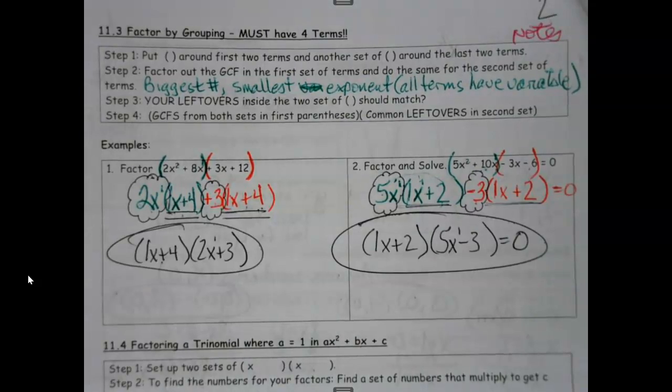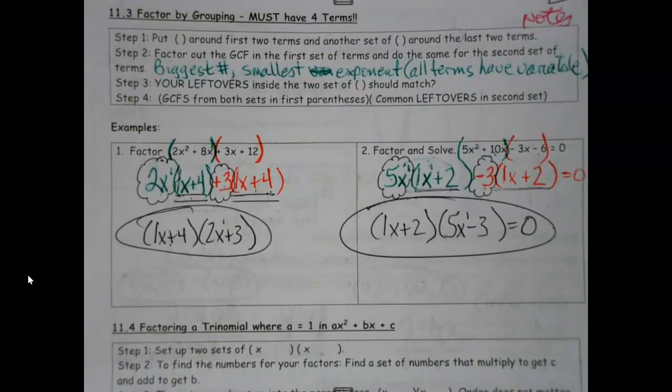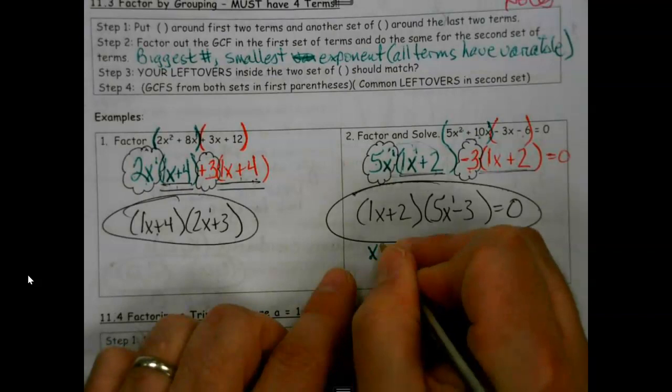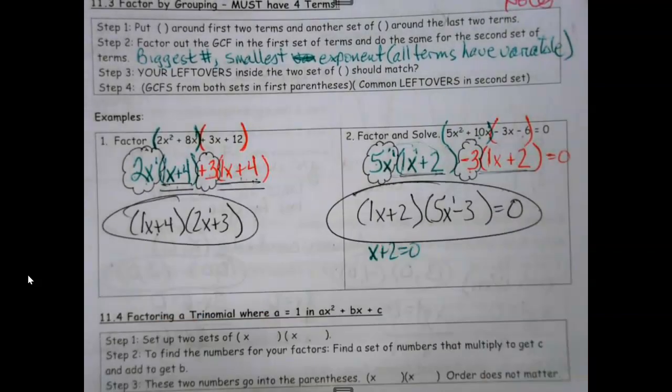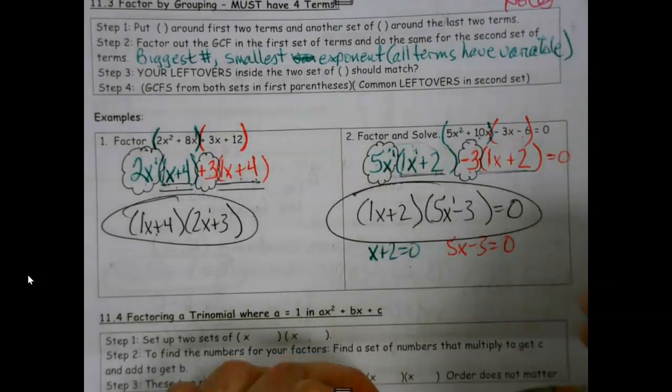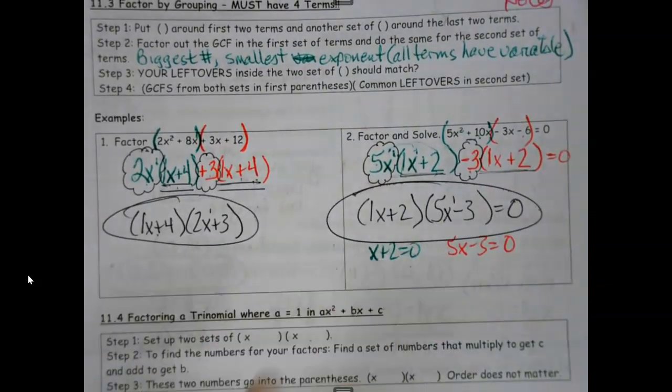Thank you. Since that equals 0 is there, I have one extra piece to the puzzle we've got to do here. And that's I'm going to take each of my sets of parentheses and set them equal to 0. And again, if you want the 1 in front of the x, that's fine.